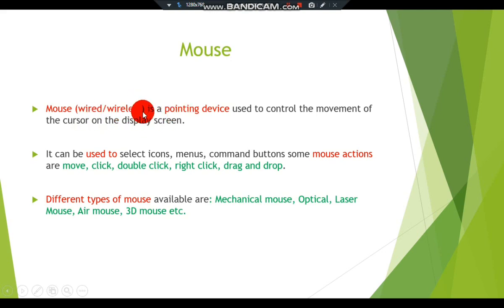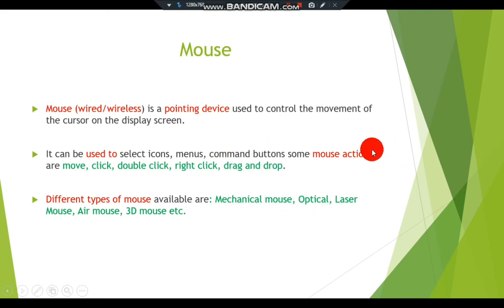So why do we need a mouse? Mouse is used to control the movement of the cursor on the display screen. If you want to move the cursor anywhere on your screen, we can use a mouse to move the cursor from one place to another. And it is used to select objects, that is icons, menus, command buttons, etc.